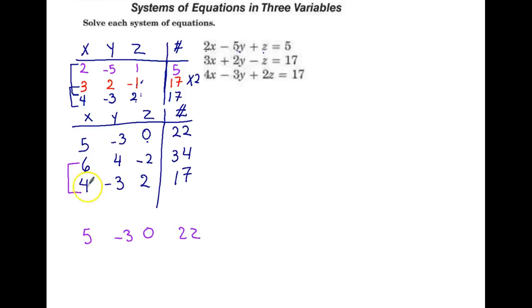Now I'm going to add both of these equations together. 6 plus 4 is 10. 4 minus 3 is 1. Negative 2 plus 2 is 0. 34 plus 17 is 51. So that's my new chart.